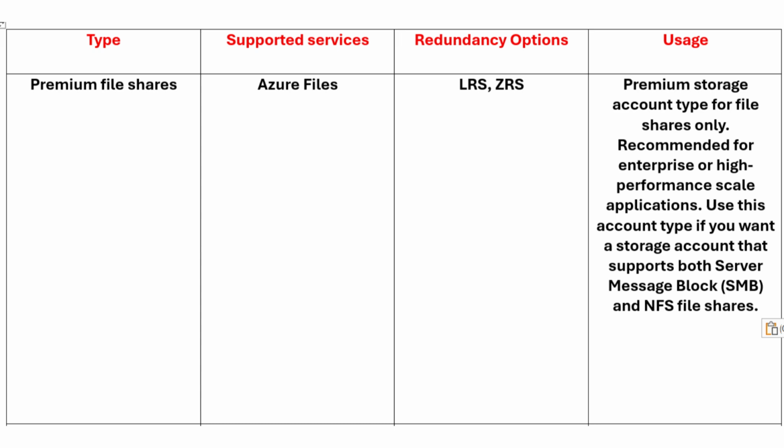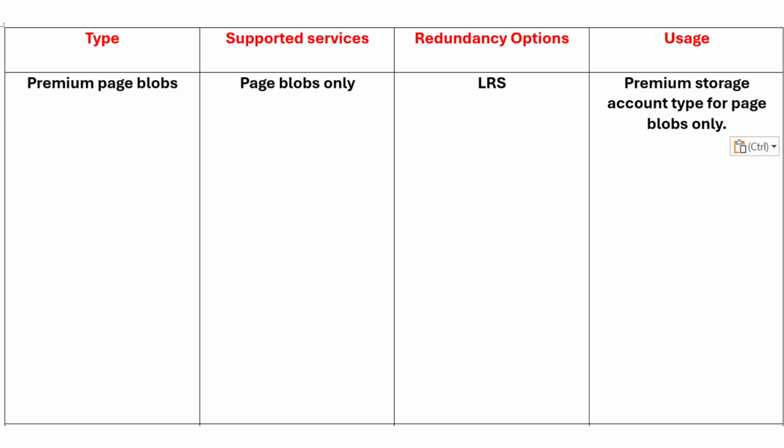Premium File Shares. Azure Files. LRS, ZRS. Premium storage account type for file shares only. Recommended for enterprise or high-performance scale applications. Use this account type if you want a storage account that supports both Server Message Block, SMB, and NFS file shares. Premium Page Blobs. Page blobs only. LRS. Premium storage account type for page blobs only.